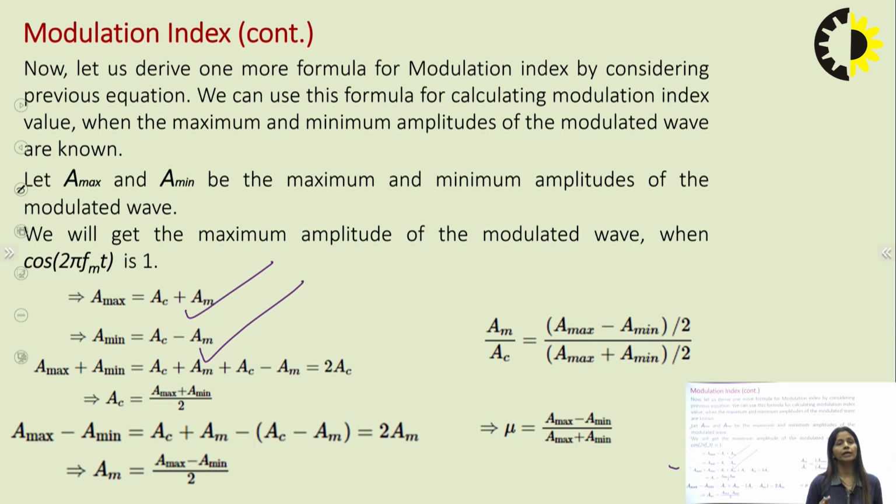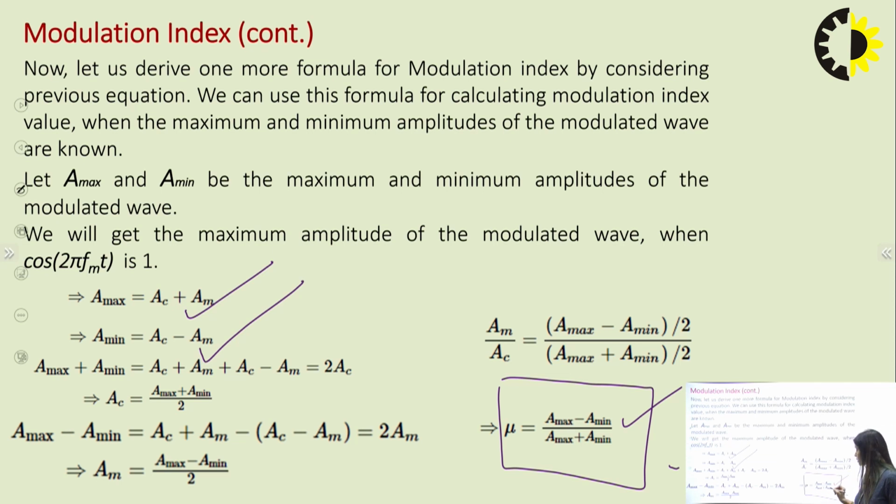That is, AM by AC is nothing but the modulation index, and you can get this particular expression after solving. Mu is equal to (A max minus A min) upon (A max plus A min). So this is also important for solving the numericals on amplitude modulation problems, right? Next.